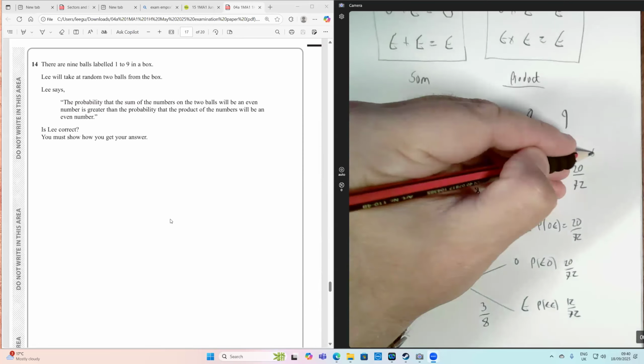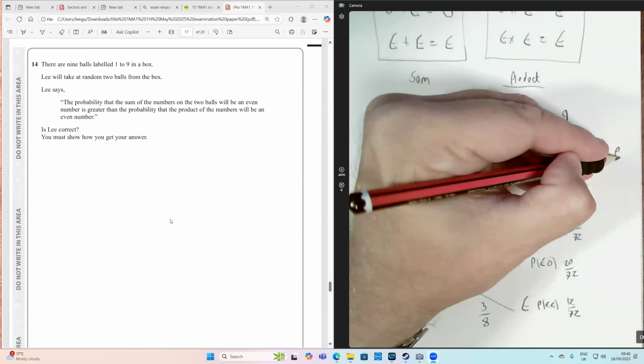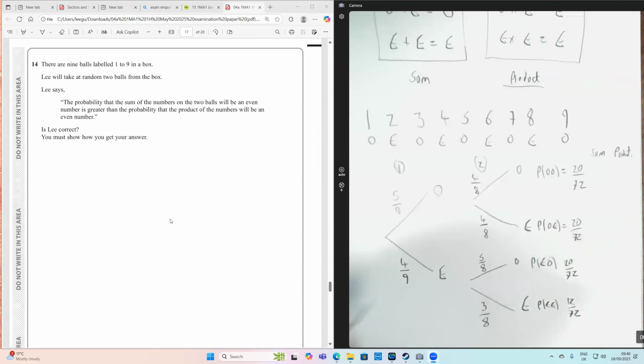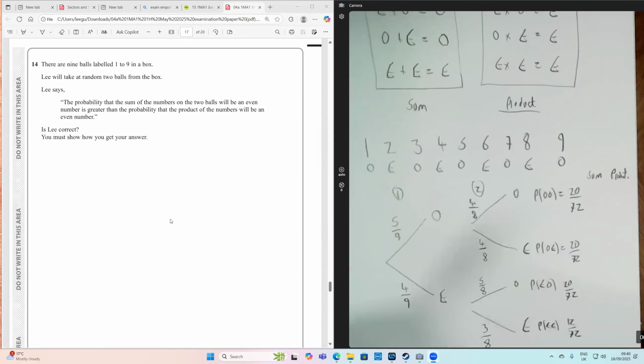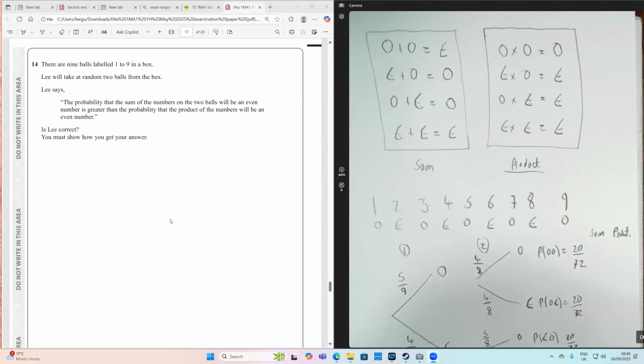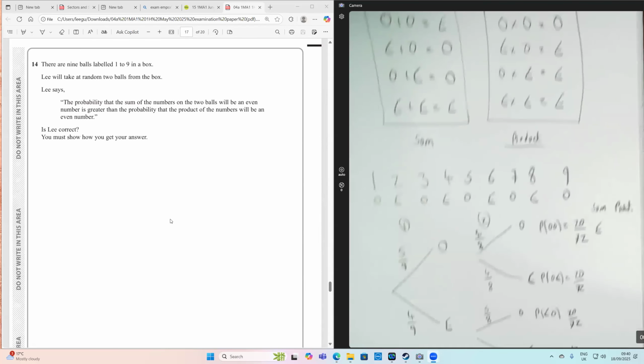I'm going to write down here sum, and I'll write down P for product. So the sum and the product. Now, this is where we're going to use our chart here. Let's do the sum first. Odd add odd is even. So that would be even.